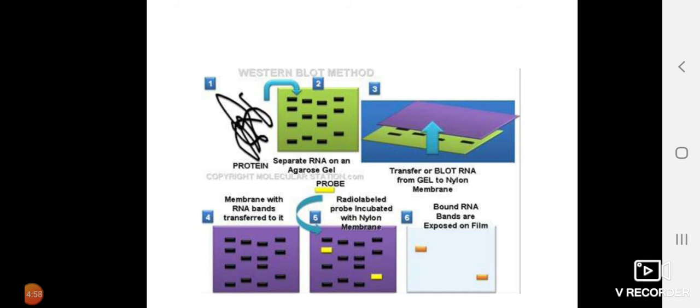Nitrocellulose membrane can sometimes sterically interact with the antibody, and it may bind with it. In order to avoid this, all the surfaces on the membrane where the protein is not present are first blocked using blocking agents. The most commonly used blocking agents are casein powders, which bind to the nitrocellulose membrane except where the blotted protein is already present.